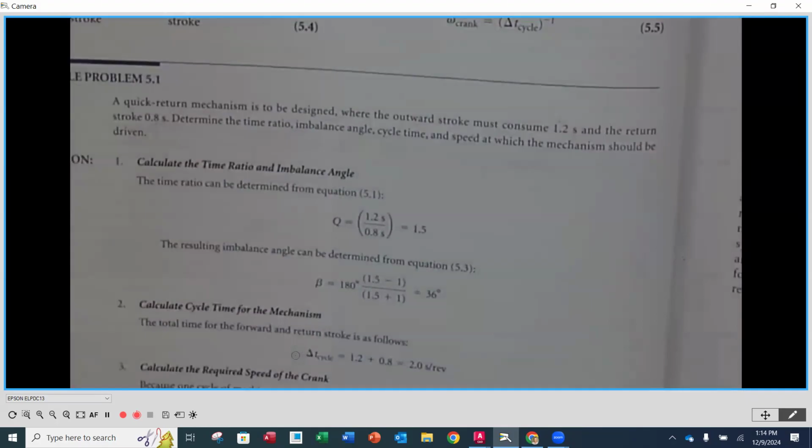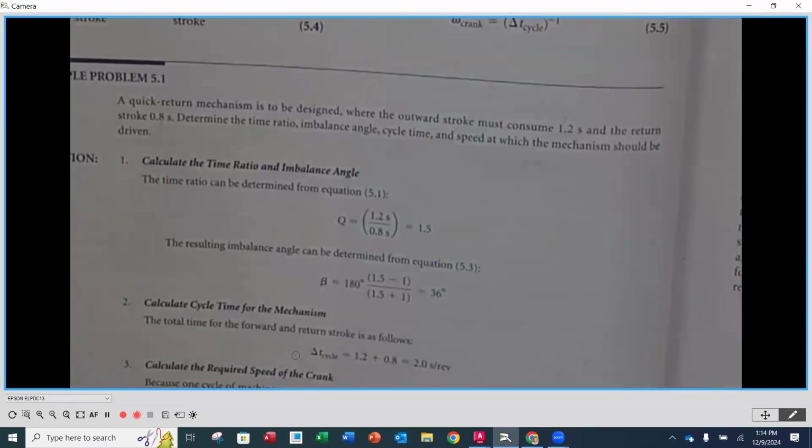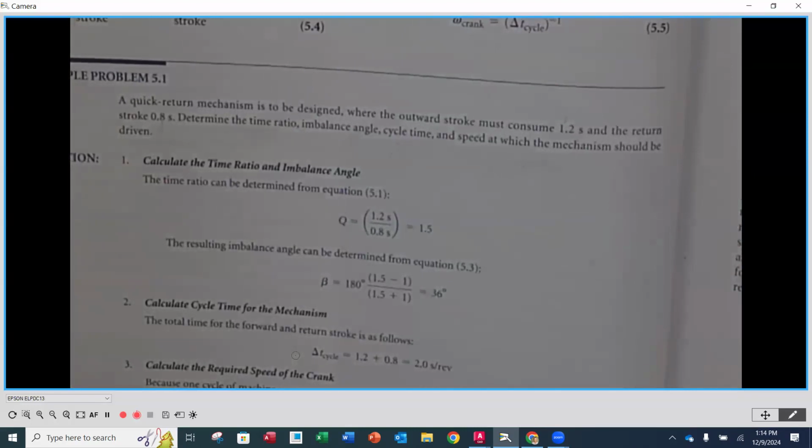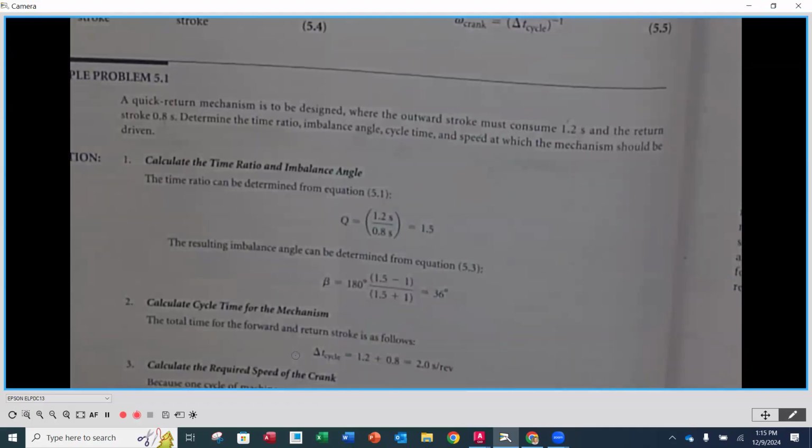Okay, so it's a quick return because when we go out, it's going to be slower, and when we come back, it's going to be faster based on the times they have here. So when we have a mechanism like this, we're going to be doing the main function of that mechanism on the outward or outbound stroke, and then we're going to return it quickly so that we can save a little time when we're not doing the work, to get back in position to do the next stroke.